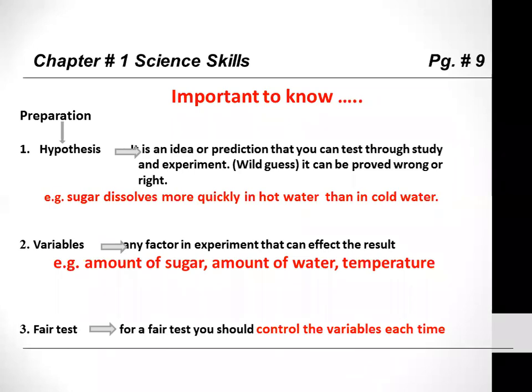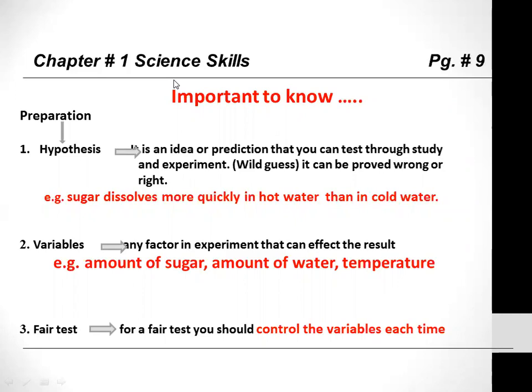For example, in this experiment, you can see that amount of sugar is a variable. You can control the amount of sugar by adding or removing, or you can increase or decrease the amount of sugar. So this is what is so-called a variable. Amount of water, you can increase or decrease the amount of water there. So it's also a variable, and you can increase and decrease the temperature also. Okay, so that is what is so-called the third variable. So here in this hypothesis, or in this experiment, there are three basic variables that can be used. Okay, and for a fair test, you should control the variable each time.